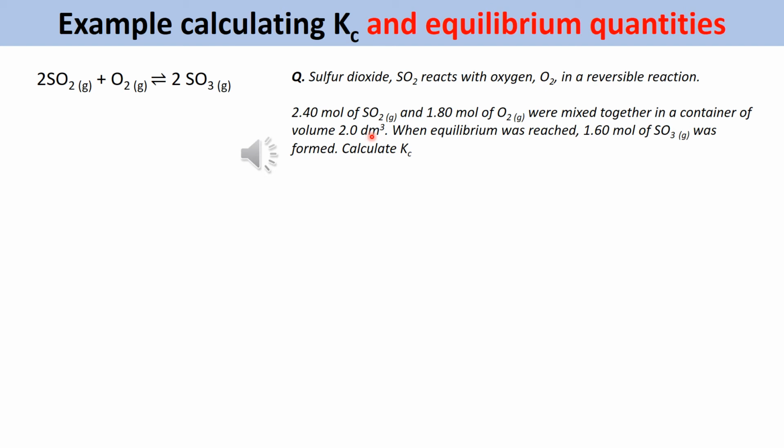Now, the key point here is these are not equilibrium quantities. If these were equilibrium quantities, it would have a sentence right here that says, at equilibria, it was found to contain this much of that and that much of that. It doesn't say this. It says they were mixed together. So this is what we started with. This is what we initially had of the sulfur dioxide and the oxygen. So this is not equilibrium quantities. We cannot plug these straight into the value for Kc. Now it goes on to say when equilibrium was reached, 1.6 moles of sulfur trioxide was formed. Calculate Kc. So we can see here we've got one value at equilibrium. So we've only got one of the 3 points we need to calculate Kc.